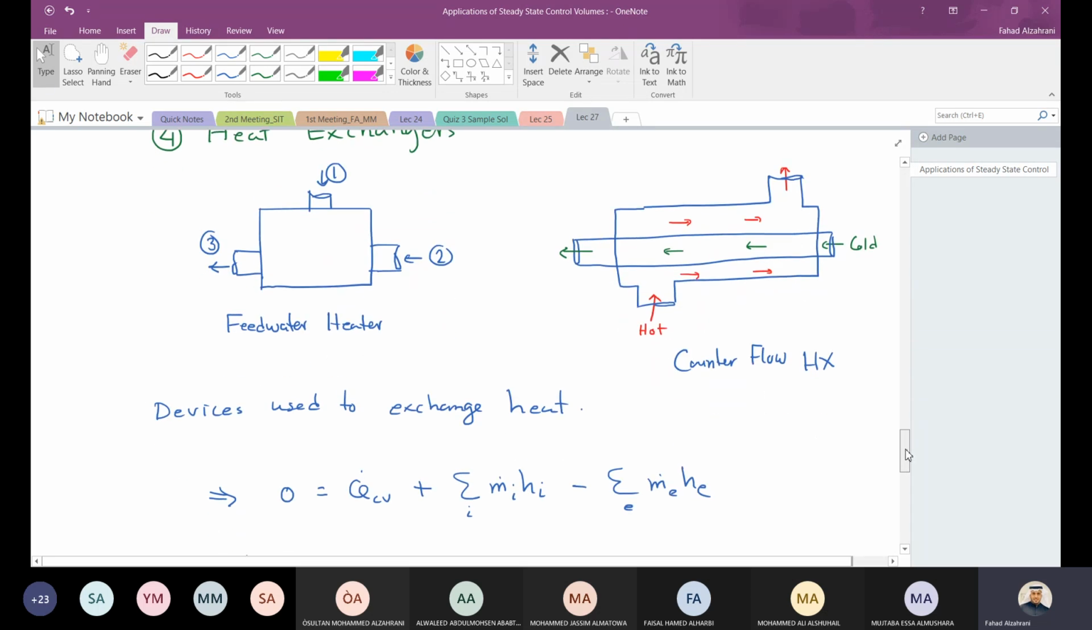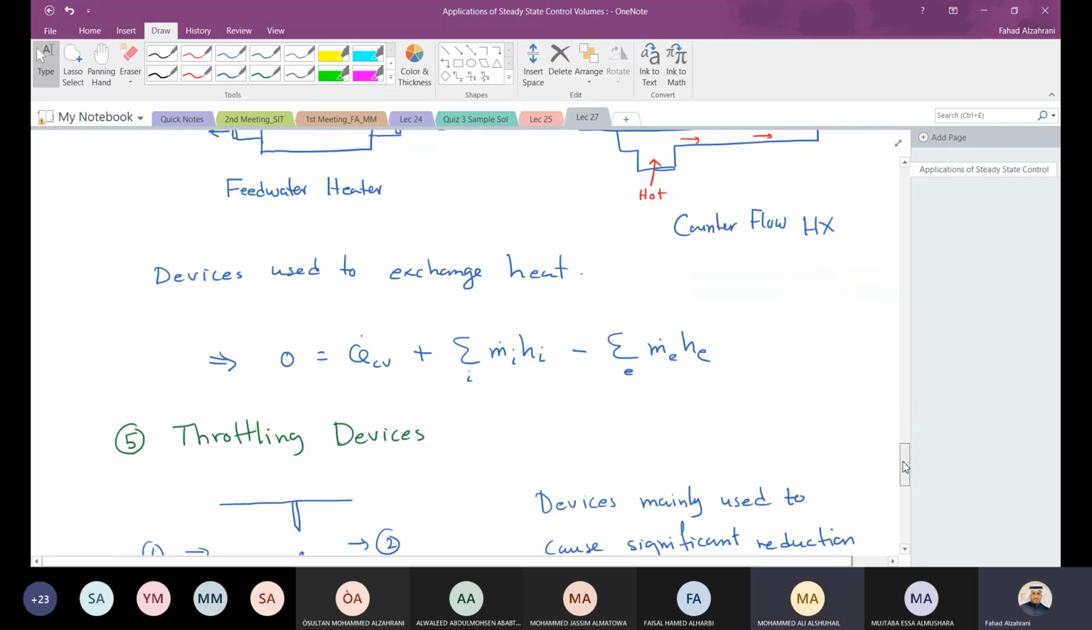So basically, if I apply the energy balance, and remember, for the heat exchanger, I might have multiple inlets and multiple exits. So it's not only one inlet, one exit. Okay? Understood, guys? I could have multiple inlets, multiple exits. In this case, when I apply the energy balance, I will include the summation over the inlet, m dot inlet, h inlet, minus summation over the exit, m dot exit, h exit. Okay? This is after neglecting kinetic, potential energy, and work. Questions?